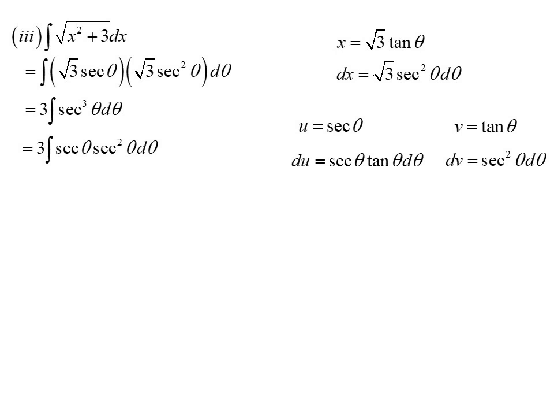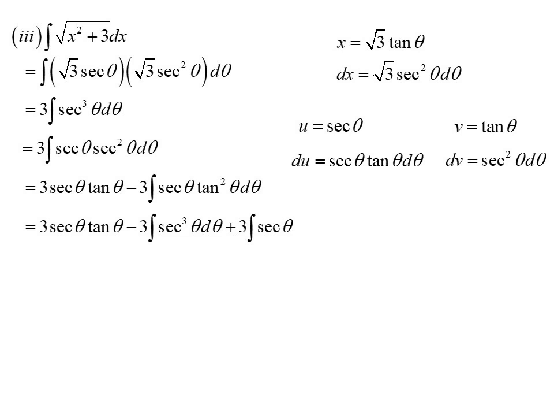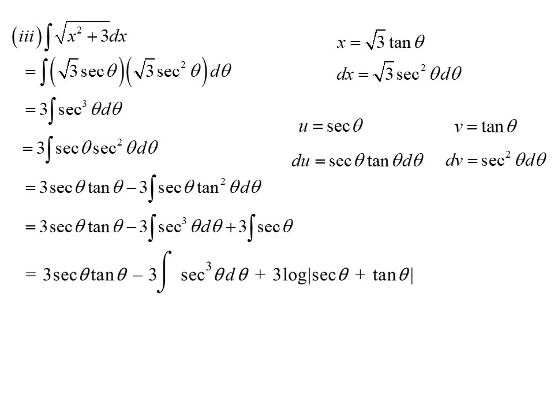Integrate sec squared, we get tan. So I have 3 lots of uv, sec theta tan theta, minus 3 lots of the integral of v du, which becomes sec theta tan squared. Okay, but now the tan squared I can change to sec squared minus 1, multiplying by the negative 3, we now have 2 integrals: minus 3 times the integral of sec cubed, plus 3 times the integral of sec theta. Well, I can work out the integral of sec theta, we know that, it's the log of sec plus tan. Minus 3 times the integral of sec cubed theta d theta.